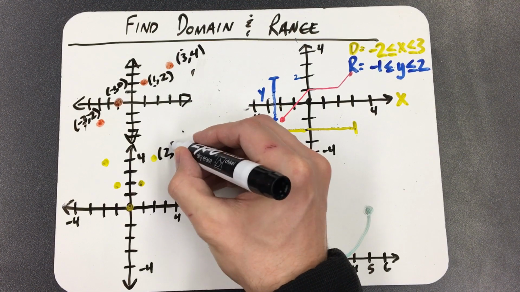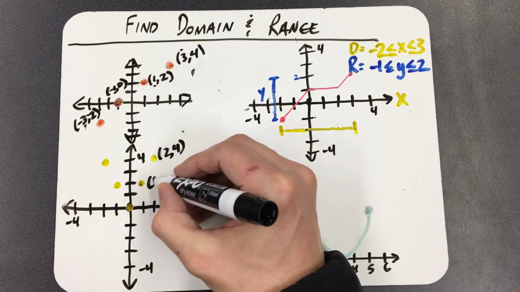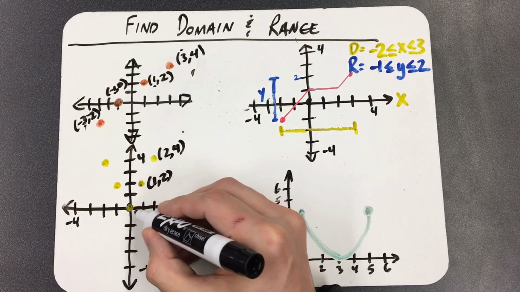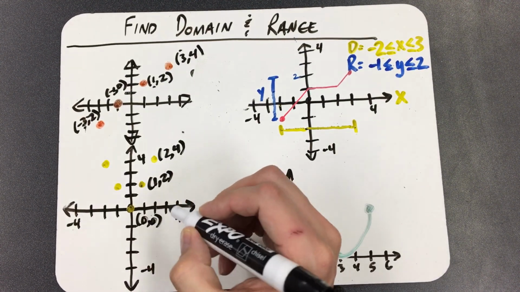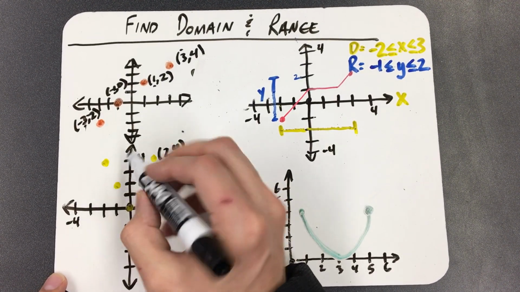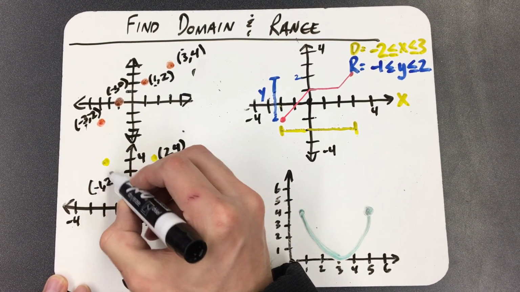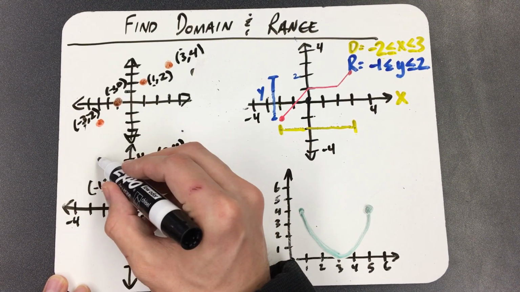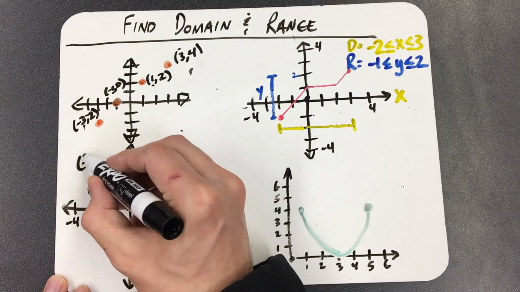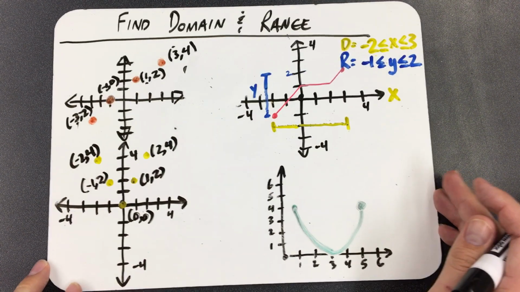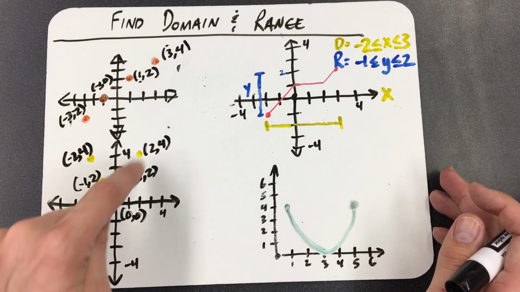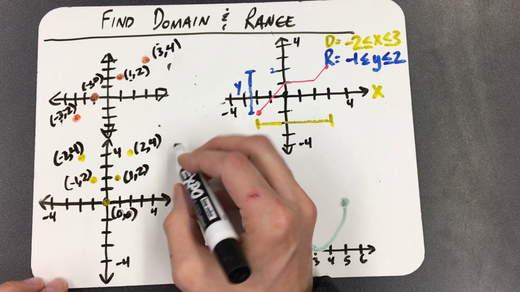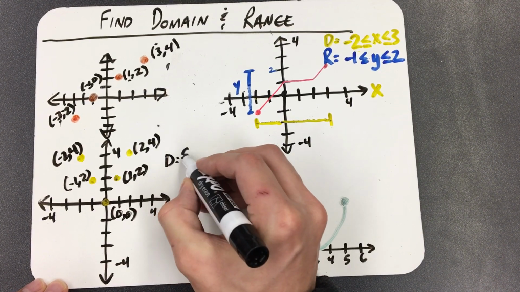This is at the point 2, 4. This is at the location 1, 2. This dot is right at the origin, 0, 0. Kind of hard to read there, I apologize. This one is at the point -1, 2. And this one is at the point way up here at -2, 4. Okay, so I have my 1, 2, 3, 4, 5 points.